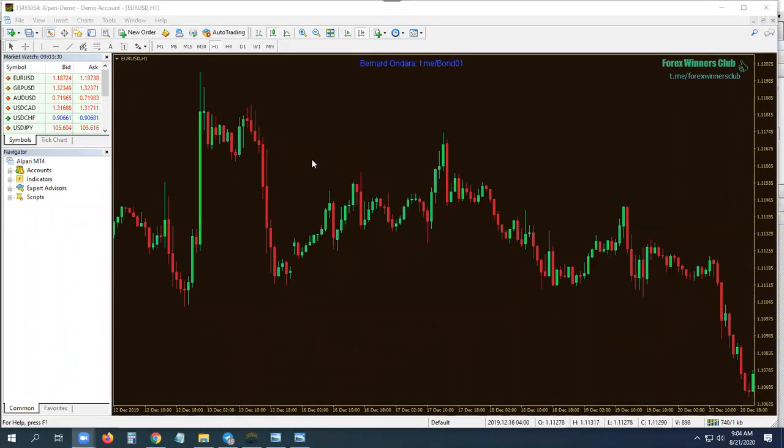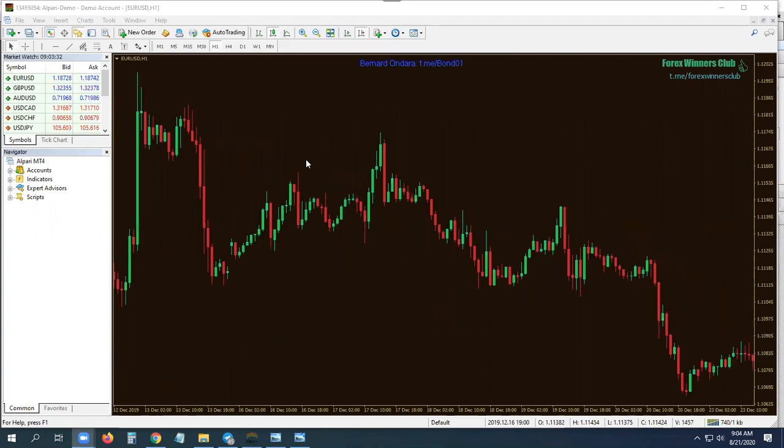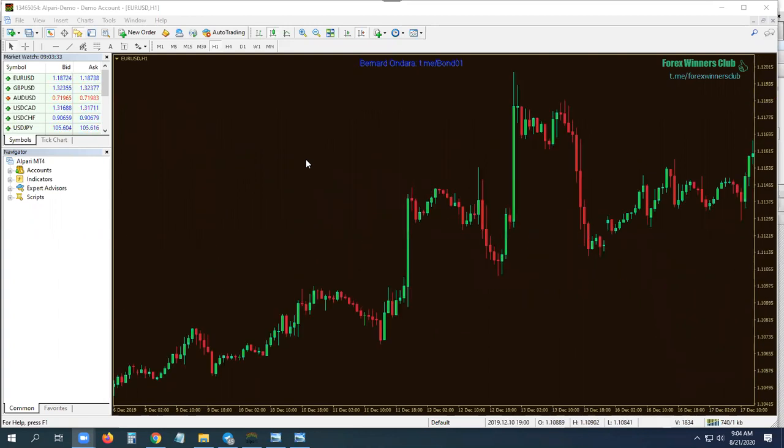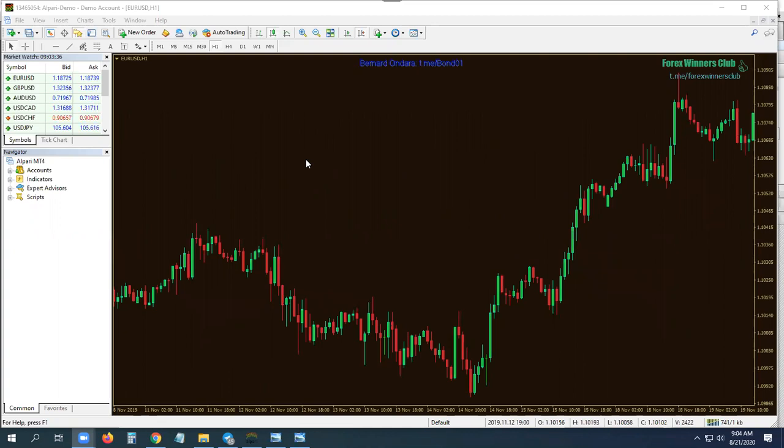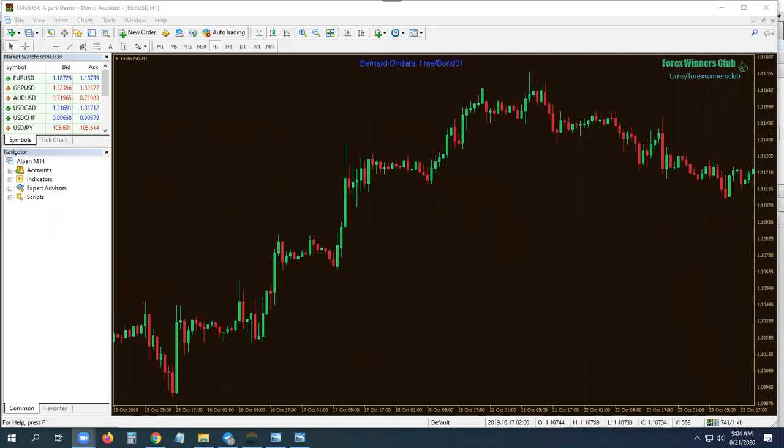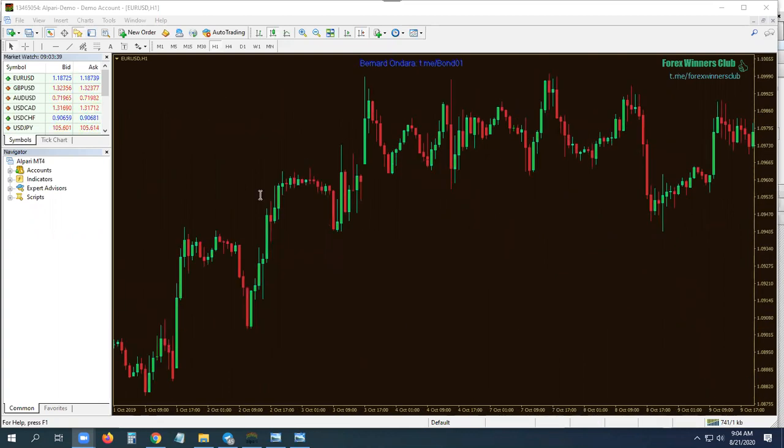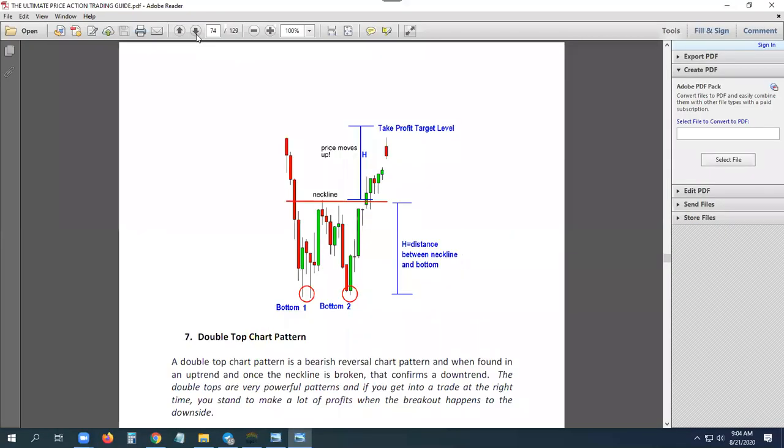One more example. We close that section for double tops and double bottoms. Or we can also look at the textbook examples. You see, comes down, bottom 1 goes up, comes down, bottom 2 goes up, breaks above the neckline. You measure the distance between this place and one of the bottoms, that becomes your target.